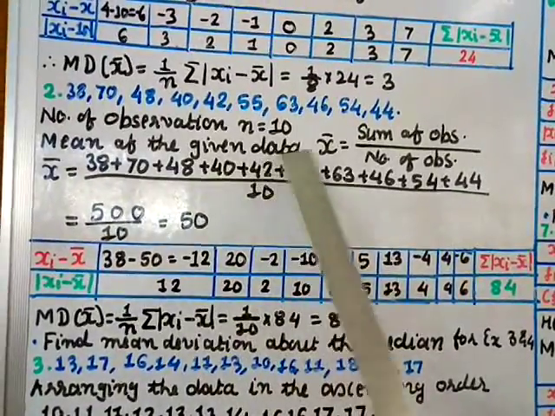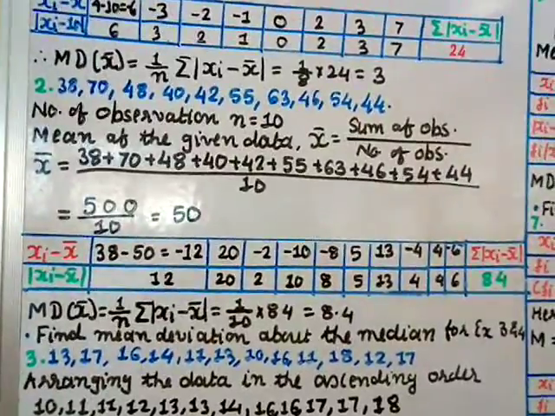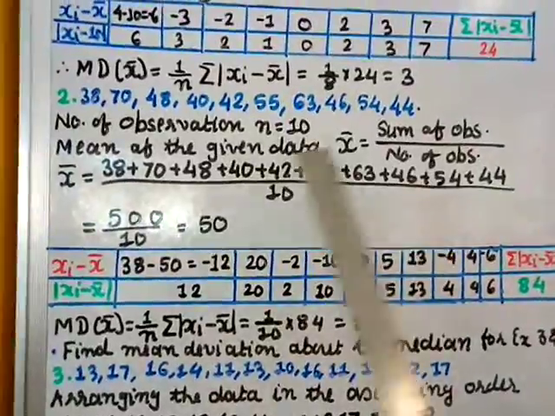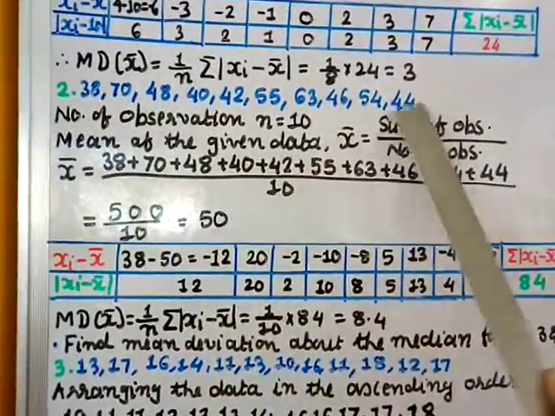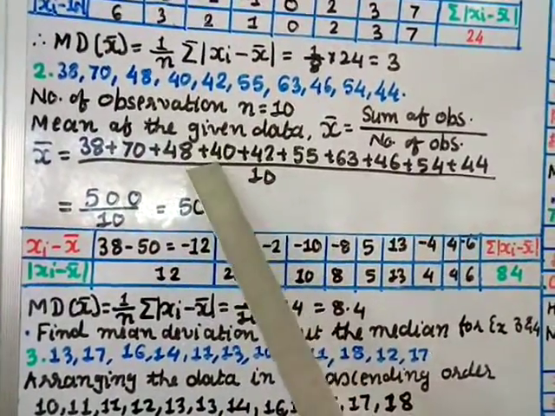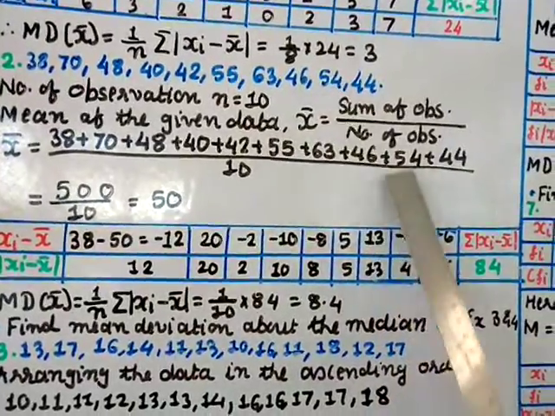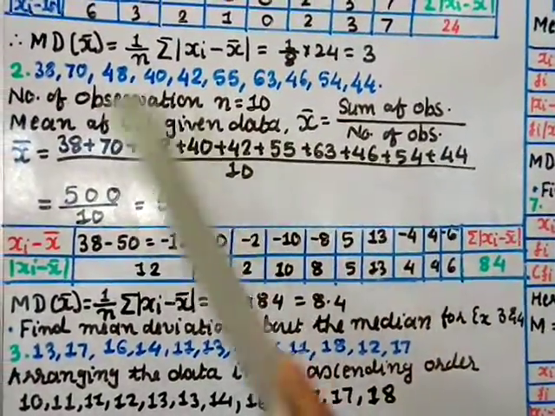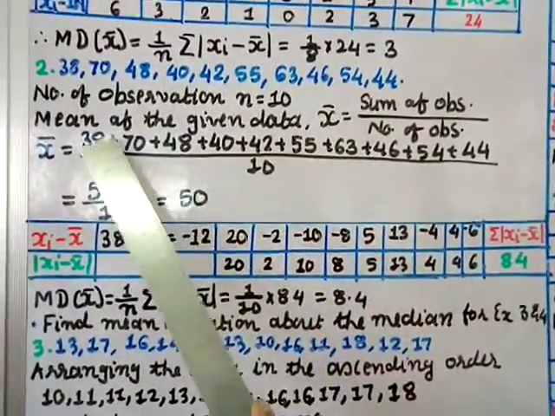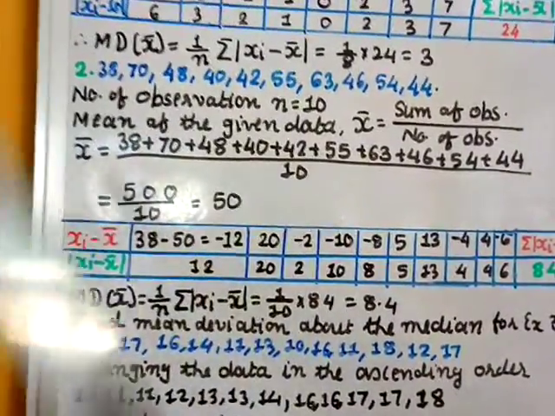Mean of the given data, x bar, is equal to the sum of observations divided by the number of observations. Previously I just did it directly, here I am writing the formula. So x bar equals the total of these: 38 plus 70 plus 48 plus 40 plus 42 plus 55 plus 63 plus 46 plus 54 plus 44 divided by the number of observations, that is n, which is 10, as we counted. The sum of this is 500 divided by 10, cut 0, 0, so you get 50. So x bar is 50.